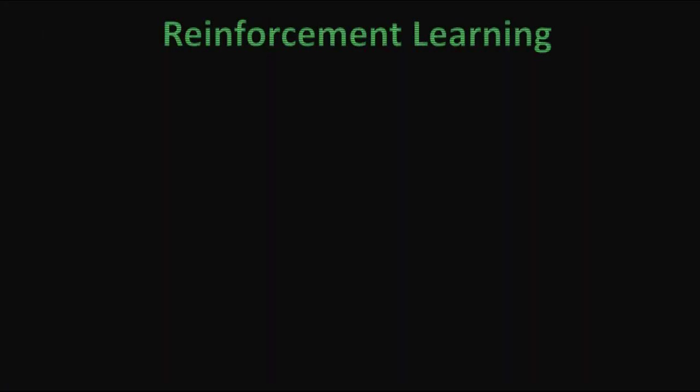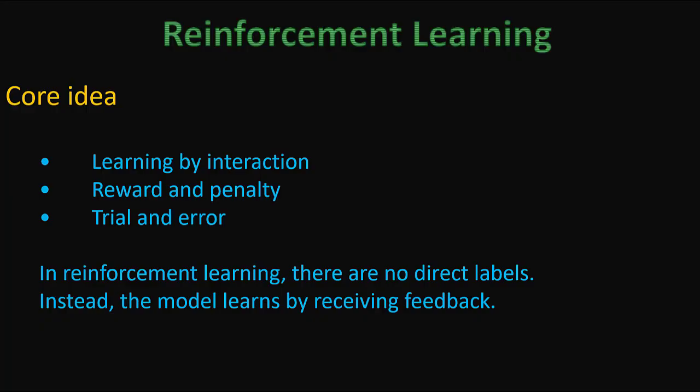Now the last one is reinforcement learning. The core idea behind reinforcement learning is learning by interaction. Here we have the agent. The agent learns by itself. Either the agent gets a reward or a penalty. So it is like trial and error. The agent will take some actions, and either it will get some positive feedback or negative feedback, and based on that, it learns by itself.